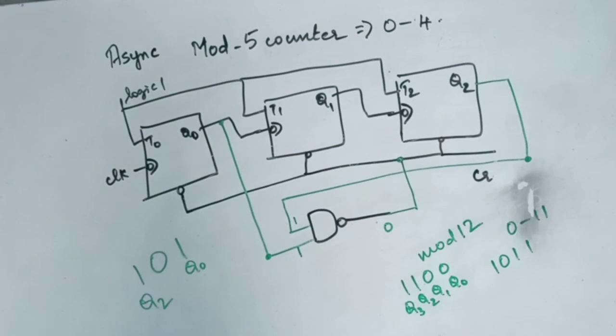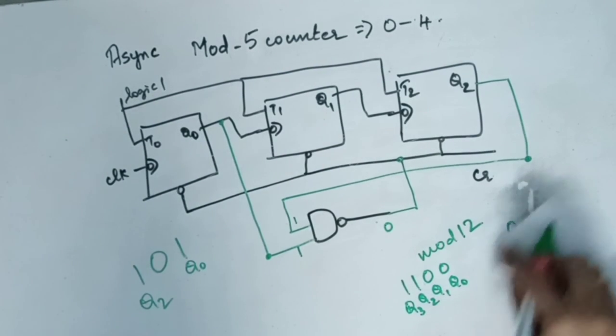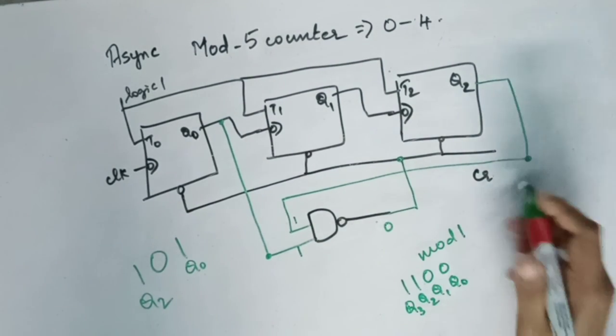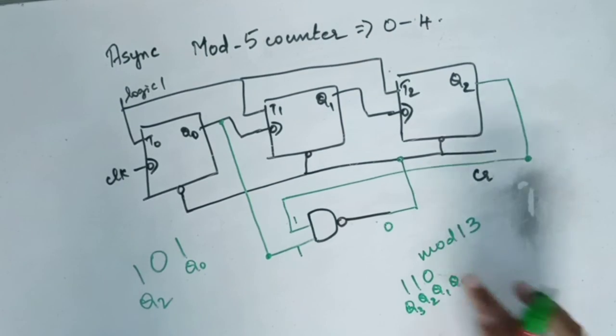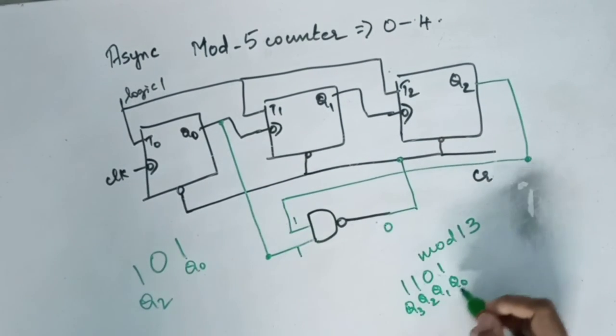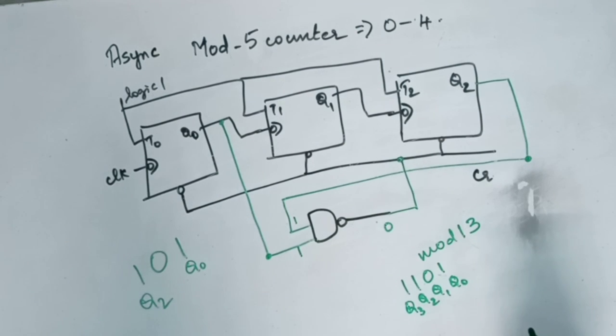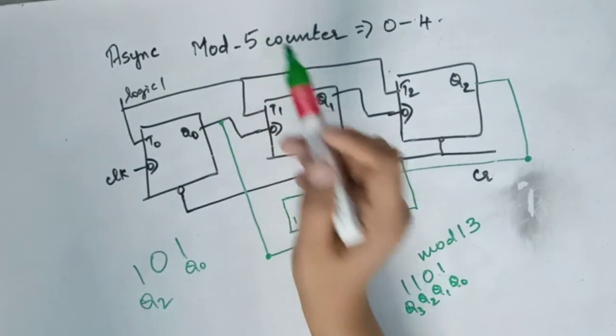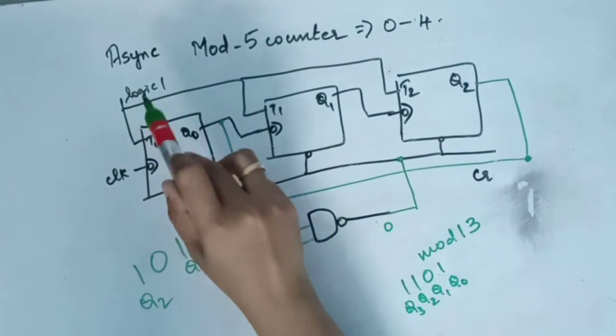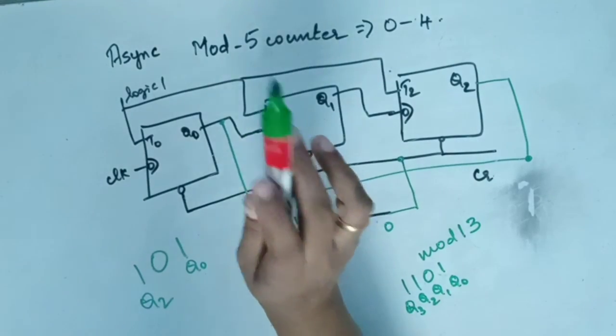You can have multiple inputs, not only two. Suppose it's mode 13. Mode 13 means Q3, Q2, Q0 will be given to the NAND gate. 3-input NAND gate. And the output is connected to clear. So that is a mode n counter, asynchronous mode n counter. That is the logic.